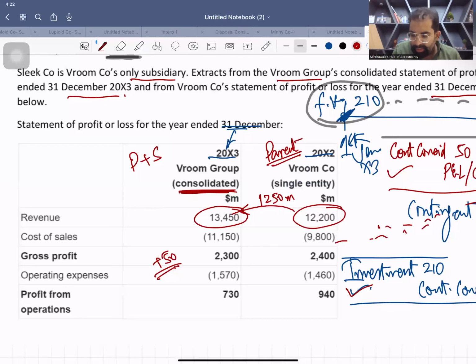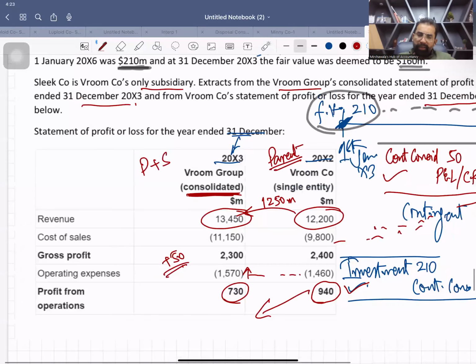One more thing. Last year a single parent company's profit was 940, and this time combined profit from operation is 730. It means either parent, see it's going down, either parent or subsidiary is in very bad position. That's why the combined result has gone down. Even the expenses also increase. See this expenses has gone up. That means either parent or subsidiary's expenses are not in control.